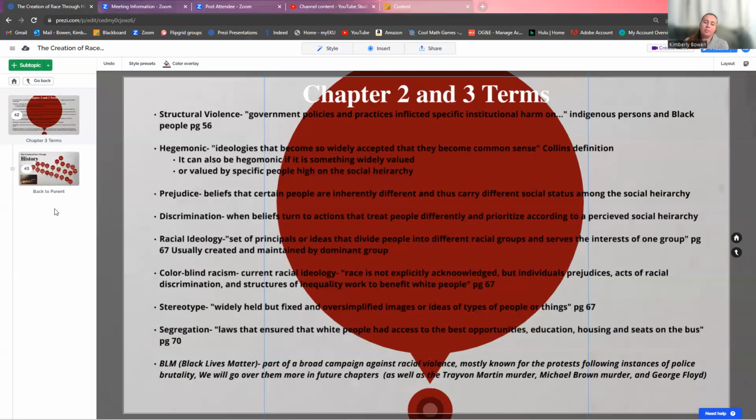And then BLM, or the Black Lives Matter movement, is part of a broad campaign for racial justice, mostly known for its protests following instances of police brutality. We'll go over more about them in future chapters, as well as the Trayvon Martin murder, the Michael Brown murder, and George Floyd murder. I don't want you to think I'm skimming over that part of the chapter. I'm not, but we are going to go into it a lot more in depth when we get to a future chapter. I want to be able to give them their space and to be able to give others within that conversation space.